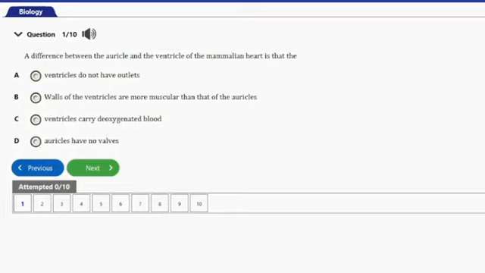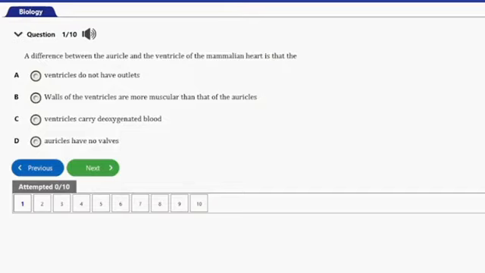It says, a difference between the auricle and ventricle of the mammalian heart is that the A. ventricles do not have outlets, B. walls of the ventricle are more muscular than that of the auricles, C. ventricles carry the oxygenated blood, D. auricles have no valves. The answer to this question is option B, walls of the ventricle are more muscular than that of the auricles.